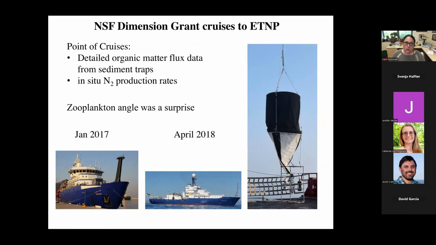Okay, so we had these NSF Dimensions cruises to the ETNP. I was a postdoc on this grant and then went on later cruises as a professor. The point of these cruises was to get detailed organic matter flux data from sediment traps and in situ N2 production rates. The zooplankton angle was a surprise, though not a complete surprise because we had read Daniele Bianchi's modeling paper about how zooplankton could affect oxygen deficient zones. So we were looking, but it was not a zooplankton cruise. It was an organic matter cruise.